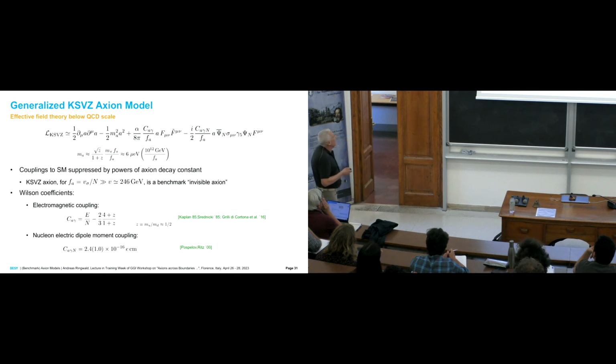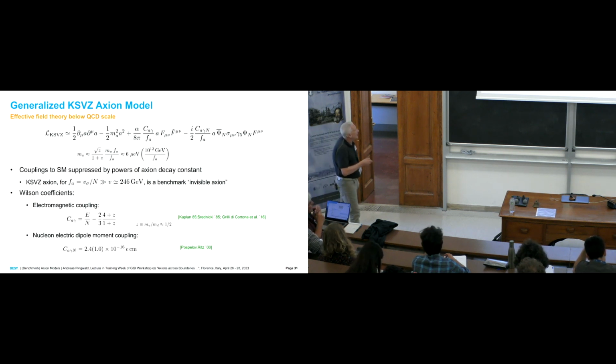So okay, now of course the couplings to the standard model. This coupling and this EDM coupling are suppressed by powers of the axion decay constant. And so therefore this KSVZ axion, if F_A, or V sigma essentially, is much larger than V, is a benchmark invisible axion.